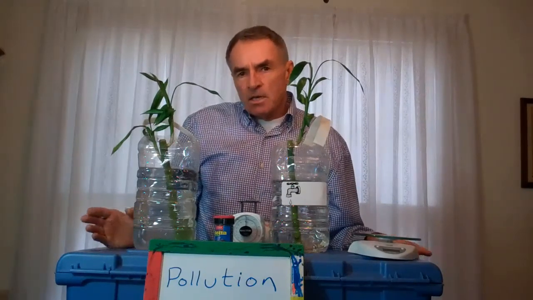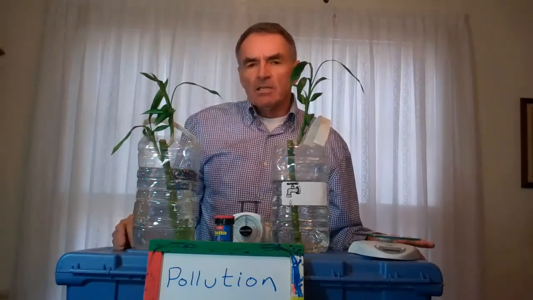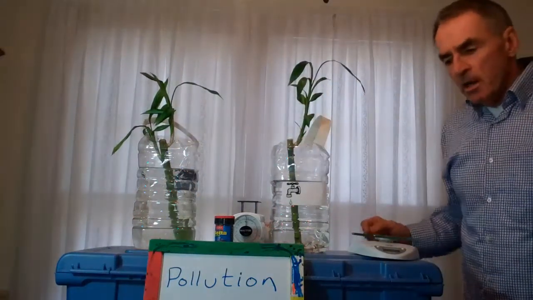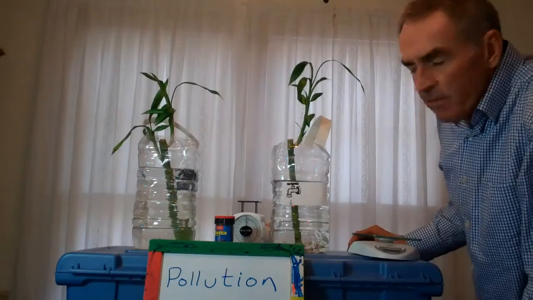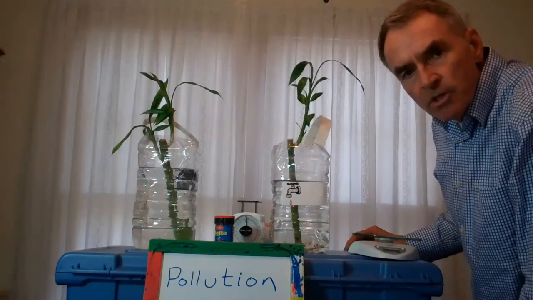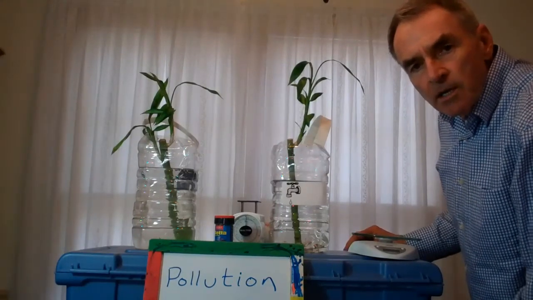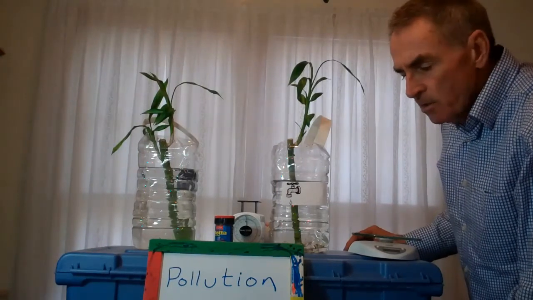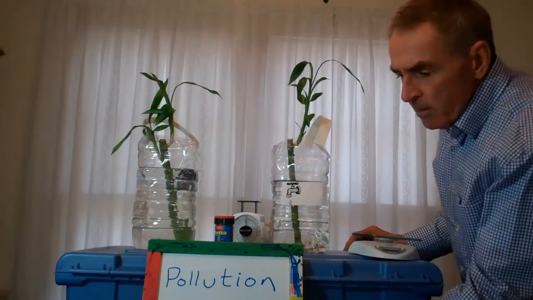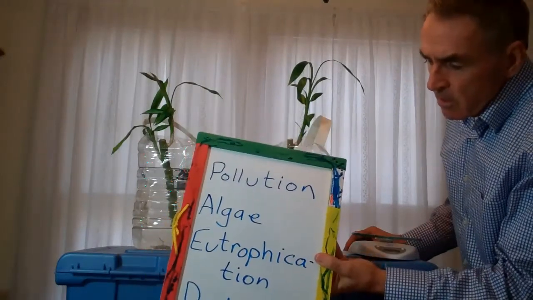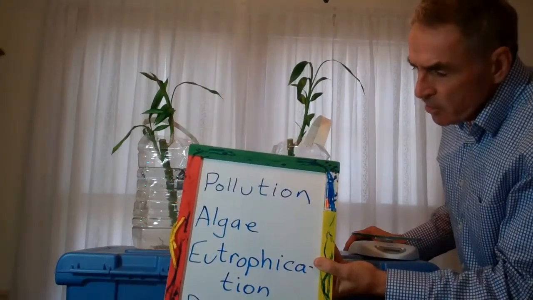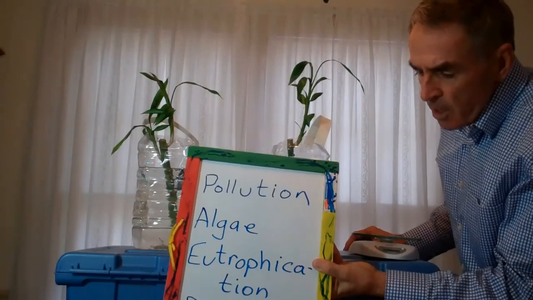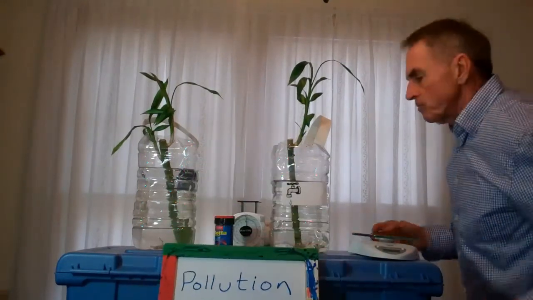I then used this experiment to introduce the concept of water pollution to the students. The vocabulary I used in this final session, after reviewing the vocabulary from the first session, which included nutrients, energy, photosynthesis, scales, and calibrate. The words that we'll use in this final session of this experiment: pollution, algae, eutrophication, and dead zone.